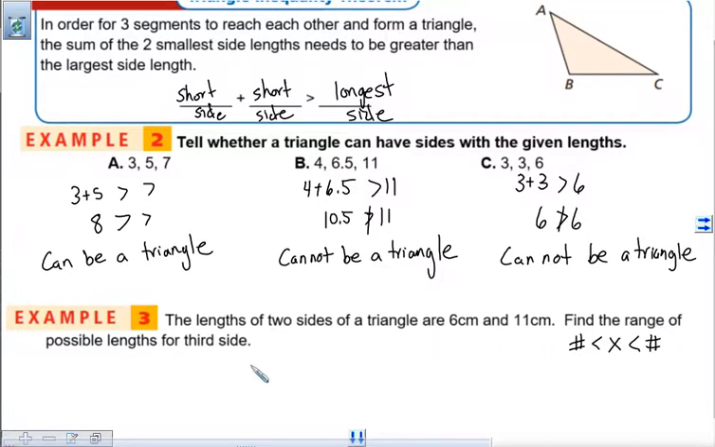So we need to find the lower number first, and that means we're going to subtract 11 minus 6, and that gives us 5. So our lower number is 5 centimeters. And then we need to add the two numbers that were given together. 11 plus 6 is 17 centimeters. And that gives us our higher number. So our range is 5 centimeters is less than x, which is less than 17 centimeters.